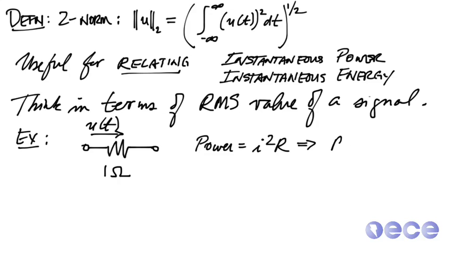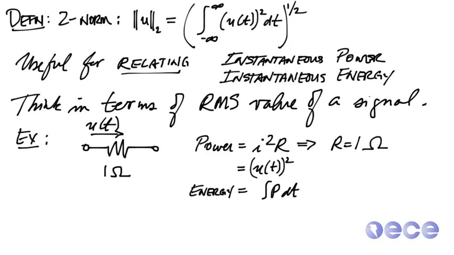So then we could describe the power as I squared R, so this is the well-known definition for power. If R is equal to 1, then the power is just equal to u of t squared. So this is the idealized power of a signal with a unit resistor through which the signal is passing. The energy is the integral of power with respect to time. So integral of p dt for all time.